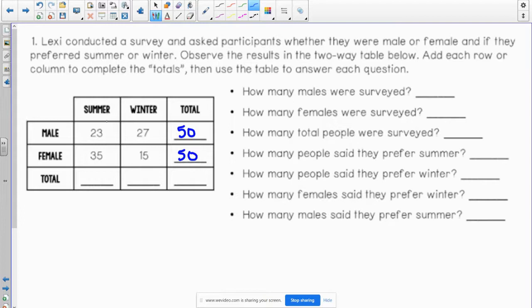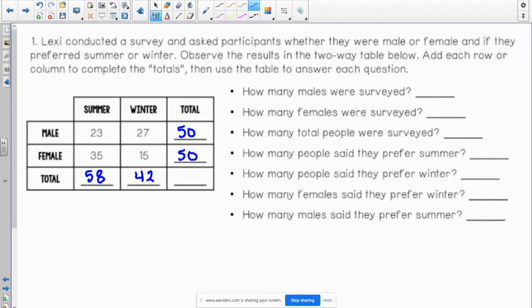Now we're going to go how many like summer versus winter. This is a column. So 23 and 35, if you add those up, we have 58 total people that were surveyed that like summer. And then 27 plus 15 is 42.